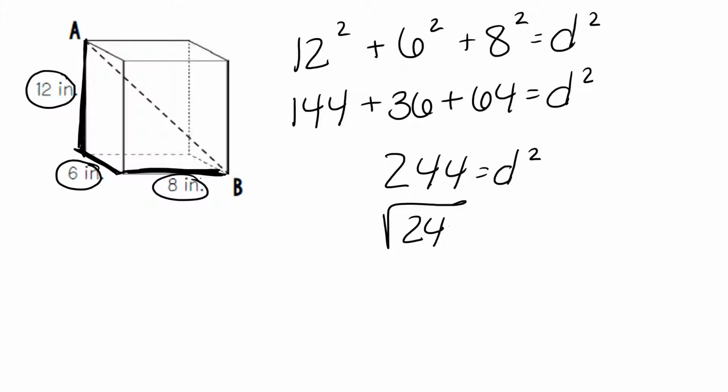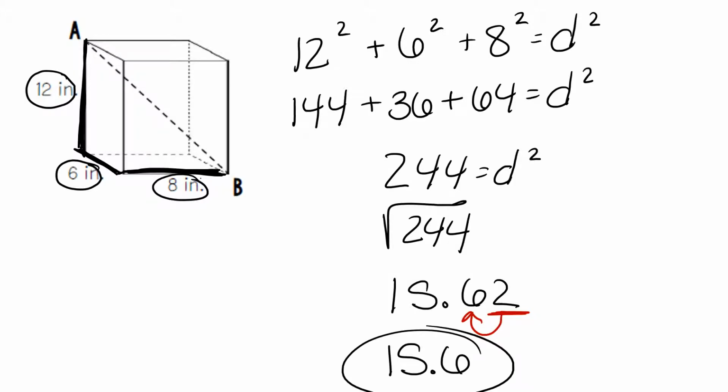Last step of the Pythagorean theorem is to take the square root. Square root of 244 is going to give us 15.62. Looking at that second decimal place, it is a 2. We know that numbers 4 and less round down, 15.6.